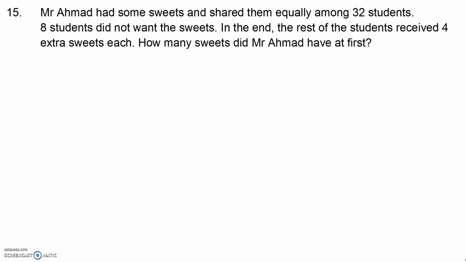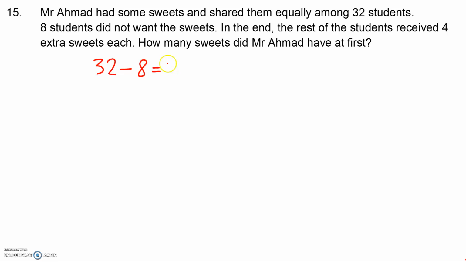Okay, let's look at question 15. Mr. Ahmad had some sweets and shared them equally among 32 students. 8 students didn't want the sweets. In the end, the rest of the students received 4 extra each. So what happens is that out of these 32 students, 8 of them didn't want the sweet.